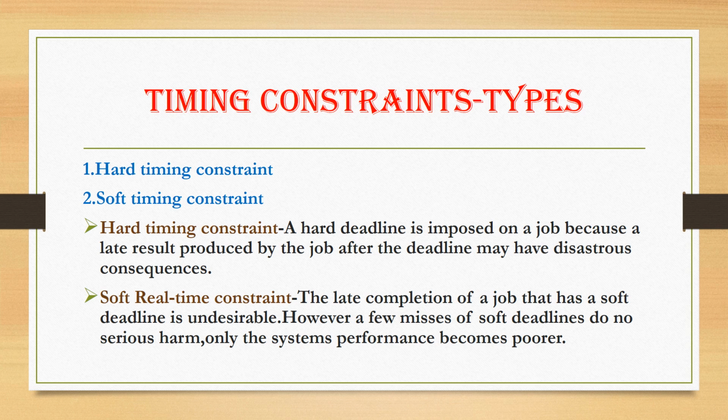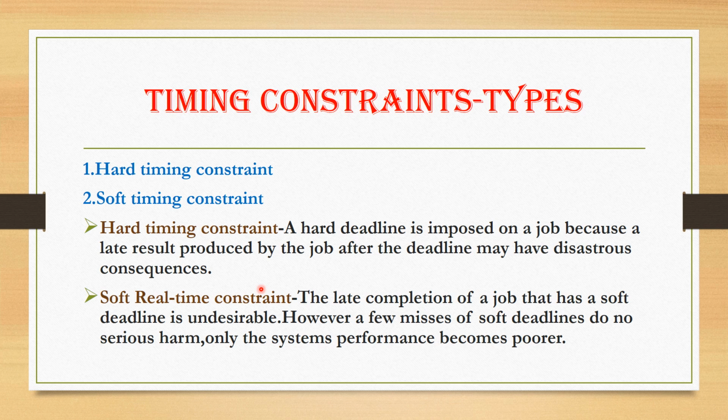So next we are going to see the timing constraint types. There are two types of timing constraint: one is hard timing constraint and the other is soft timing constraint. Hard timing constraint means that if a job fails to complete within the deadline, there will be disastrous consequences. This is called a hard timing constraint. Within that deadline the job should be completed. If it does not complete, there will be major consequences.